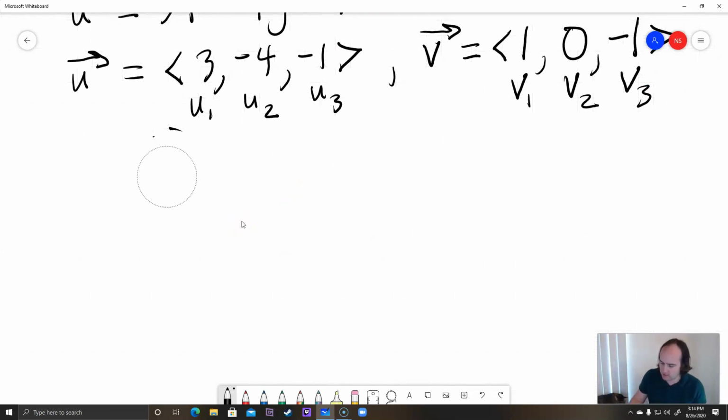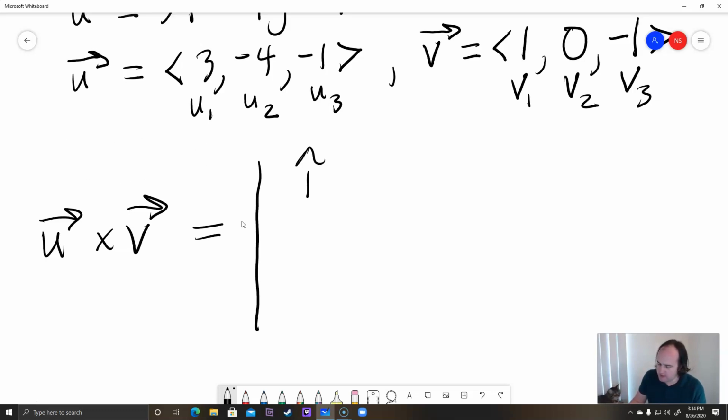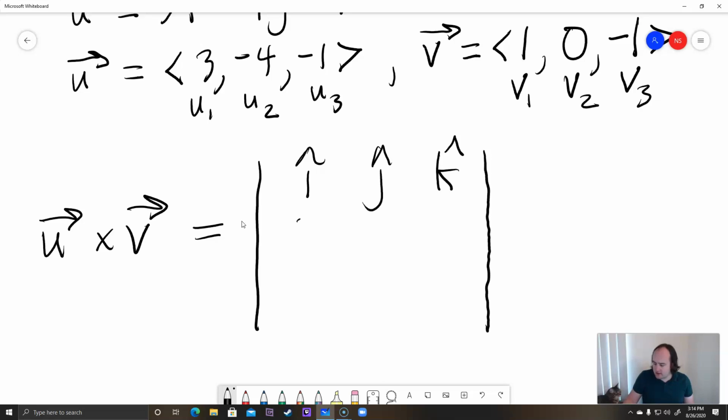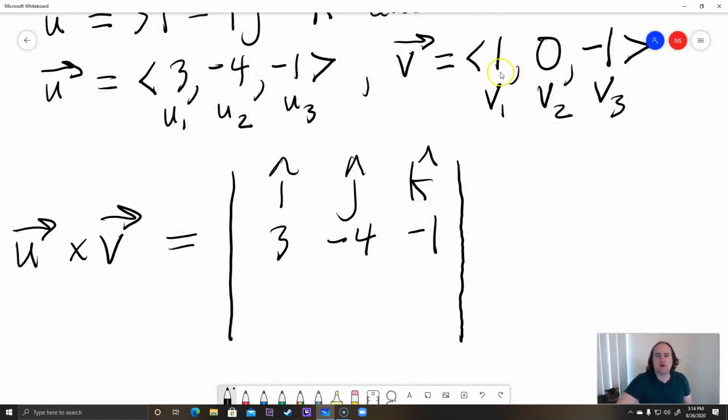Let me give myself a little bit more room here. So u cross v here is going to be the determinant of the matrix. The first row is i, j, k. And then our second row is actually going to be u1, u2, u3. So here that's going to be 3, negative 4, negative 1. And then my last row is going to be our v1, v2, v3. So that's going to be 1, 0, negative 1.